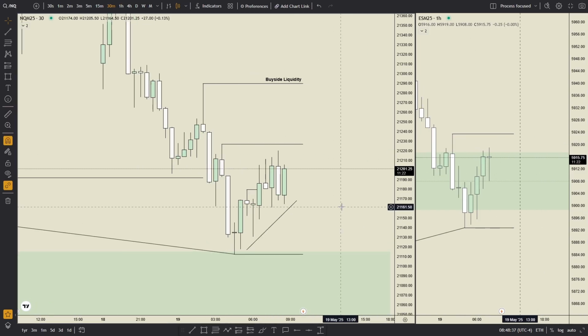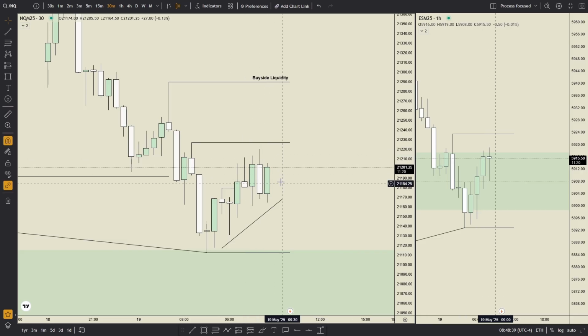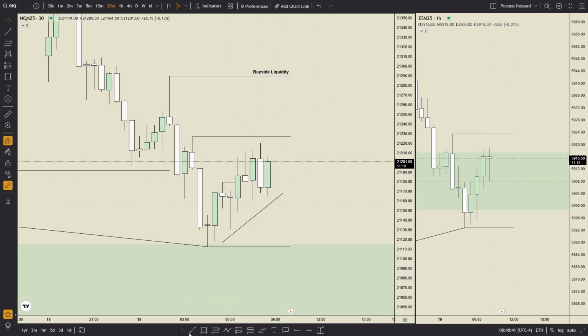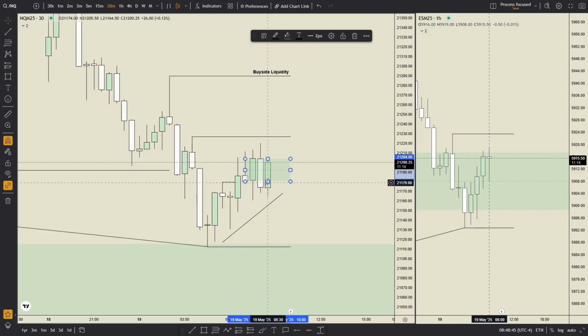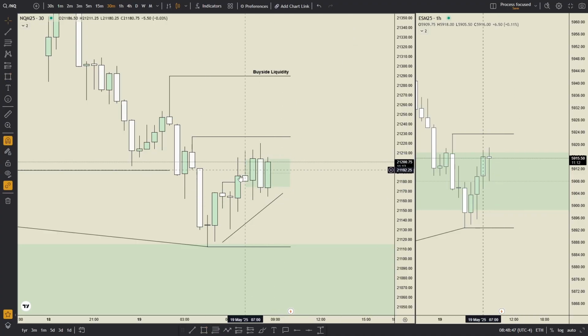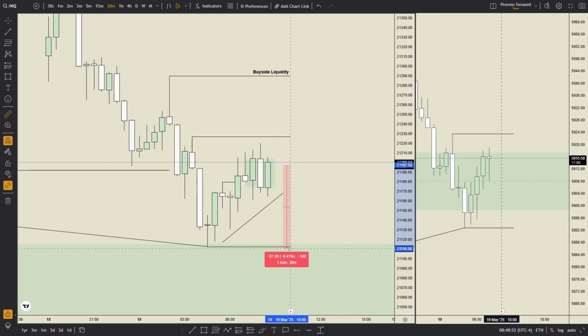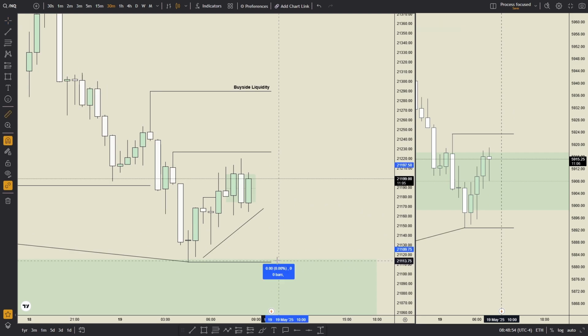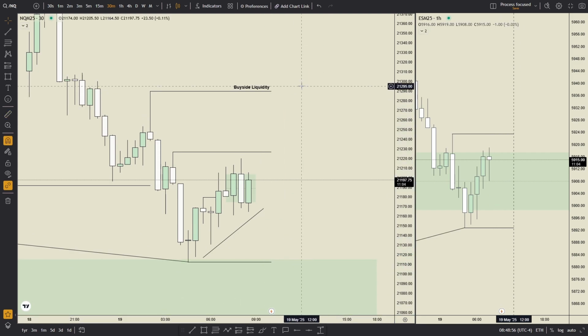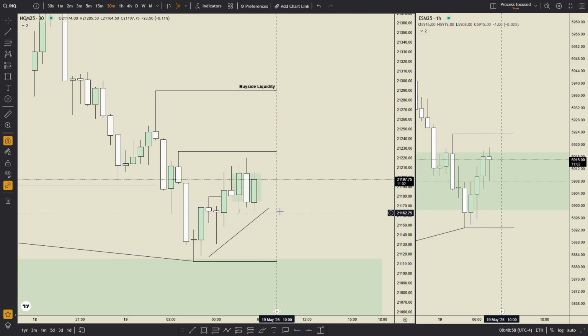So another thing that I'm noticing here is we have started to create a bit of a choppy range. So this could be our potential AMD model, which was, I'm pretty sure, one of my previous videos. Power of 3, our accumulation. So now I'm looking for our manipulation lower, sweeping out this low, and then a run higher with our distribution. So this bias is looking very clean for today.